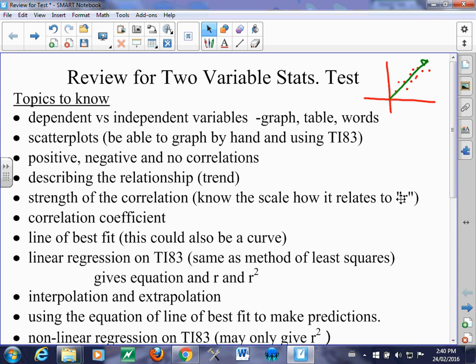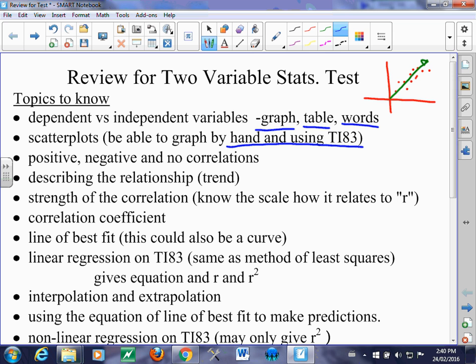Again, I won't be giving this to every unit, but this is a good unit to go over a lot of things. So first thing you need to know, dependent versus independent variables. Be able to identify them either in a graph, a table, or in a word problem. Scatter plots, be able to graph them by hand and by using the TI-83. And again, you can use the calculator button sheet if you need.